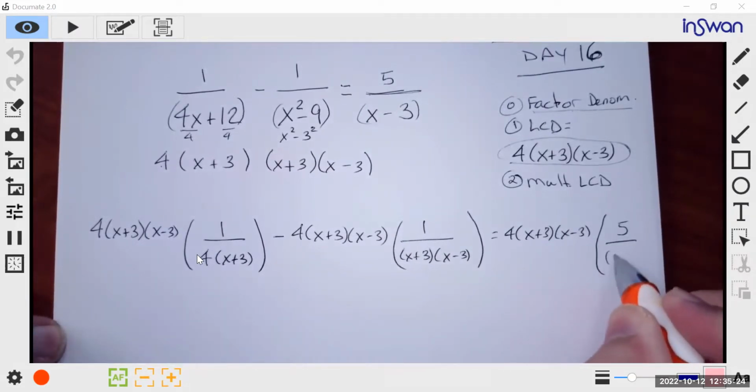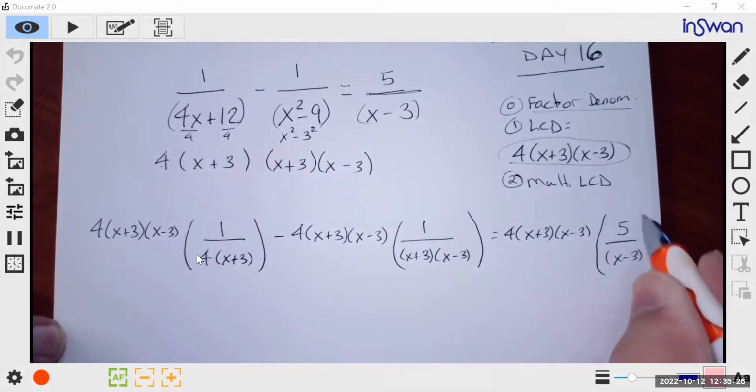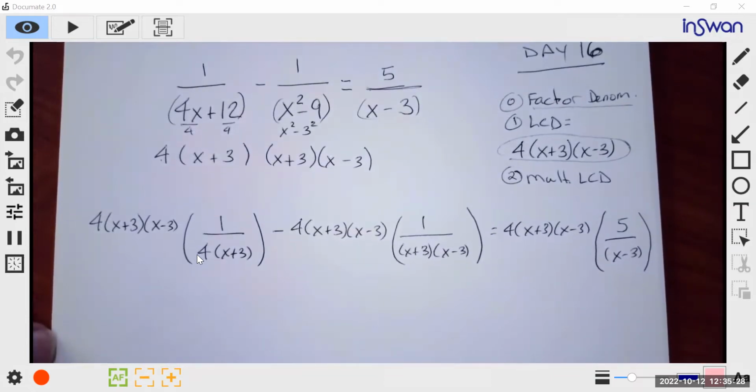Plus 5 over x minus 3. That's the hardest part because it's a lot of writing. And if you miswrite something or omit something, it'll give you a bad answer. So this takes a lot of space, but once we get past this hump, it's simple.